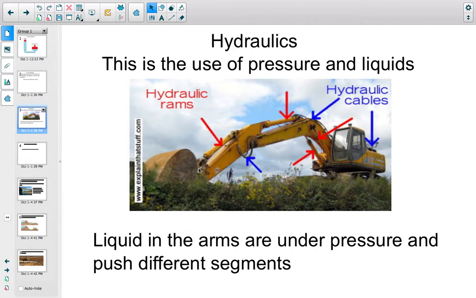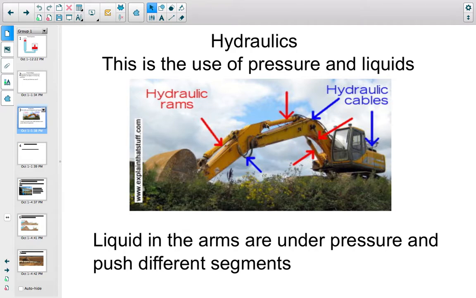Now remember, liquids are incompressible, meaning that as pressure is applied to these tubes of oil or other whatever liquids inside, it pushes out with just as much force in all directions. So you can push a lot of force in many different directions because of the property that liquids are incompressible. They push out just as hard.